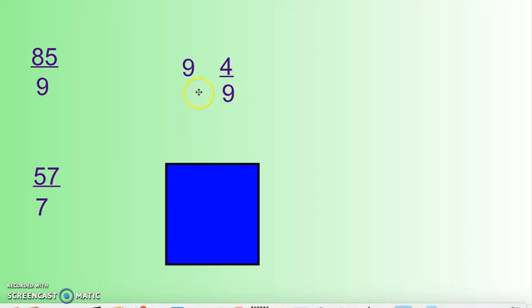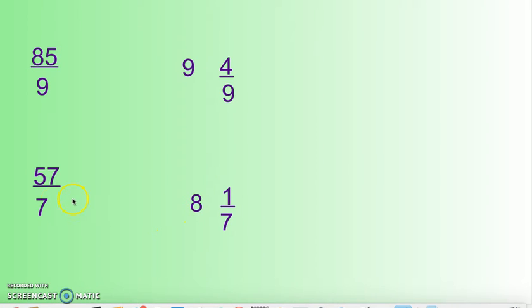And so we can even check our answer. We can do the hook and go backwards to see if we can get back to this improper fraction. So 9 times 9 is 81, plus 4 is 85. 85/9. Okay, how about 57/7? How many times does 7 go into 57? Yes, 8 times. And 8 times 7 is 56. So we're so close, we're 1 away. So 1/7 is what's left over.